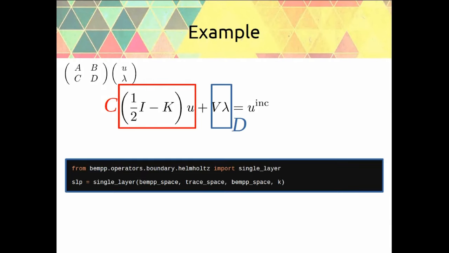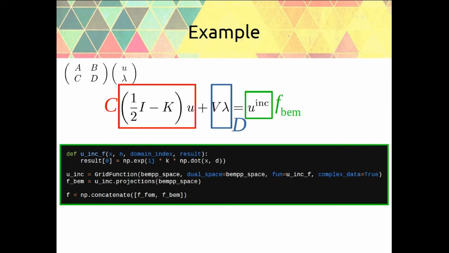Similarly for that one, it's just the single layer operator. So we just import the single layer operator and do that. And then here we have to make the function we are doing. We make it to a grid function and find the projection on the BEM++ space, and then we just combine them to make this vector on the inside. So in those not very many lines of code, we have assembled the matrices and the vectors we need in order to do this FEM-BEM solve.